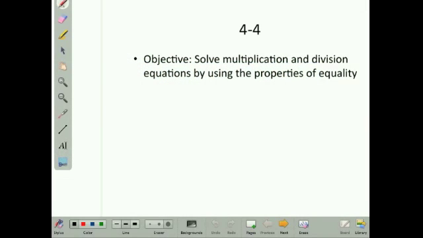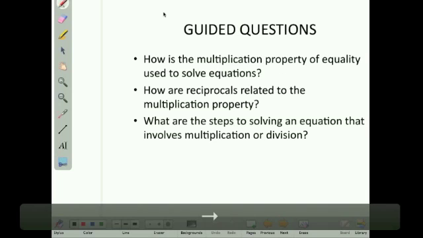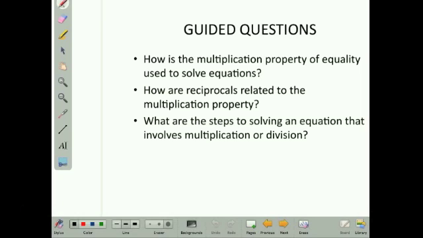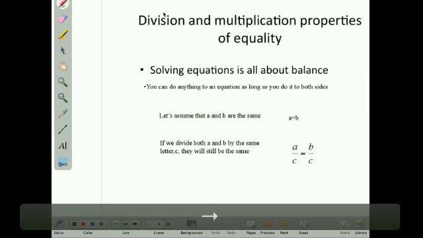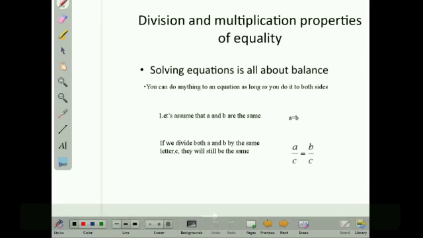In this example, we're going to solve multiplication and division equations by using the property of equality. Make sure you copy down those questions. Make sure that they're on the left side in your Cornell format. So, we use division and multiplication properties of equality to solve equations that ask us to multiply or divide.